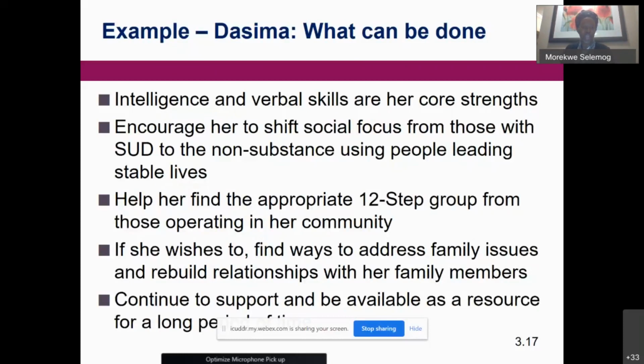You also want to encourage her to shift social focus from those with SUD. We've already identified that she actually has people that are living stable lives. You also want to encourage her to find an appropriate 12-step group from those operating in her community. This she can do well because she does have negotiating skills, right? And the one thing with Dasima is that she is eager to actually address her problem of cocaine use. If she so wishes, you also would want to encourage her to address family issues and rebuild relationships with her family.